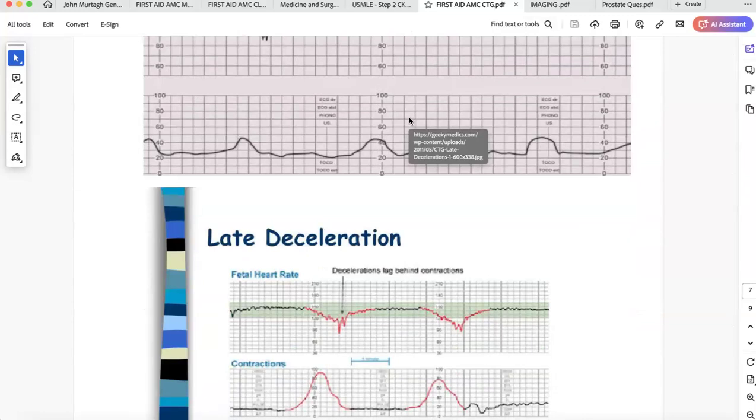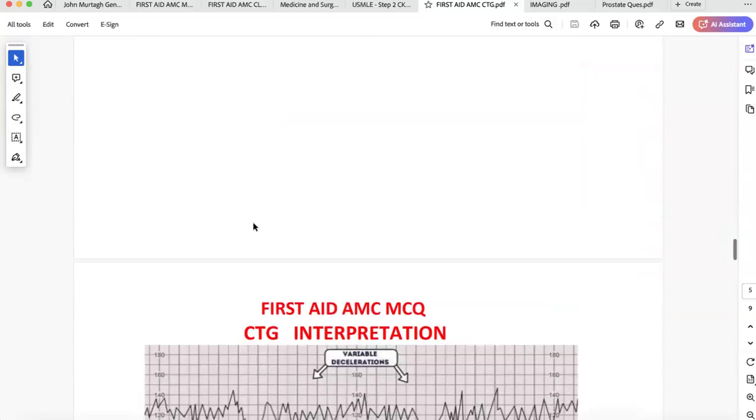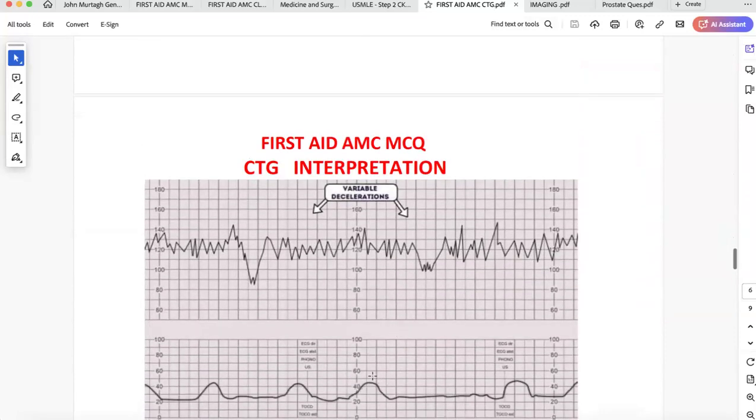So Chandima, if it goes above 50 and the patient is on oxytocin, yes, you would reduce that. Variable deceleration means there is no relationship. So you can see that variable deceleration can happen without any relationship to the uterine contraction. And it suggests cord compression.